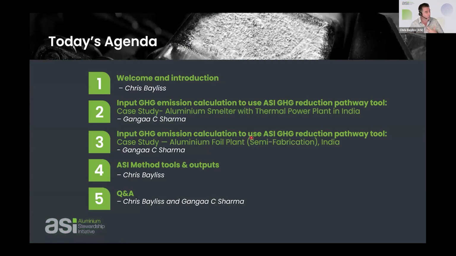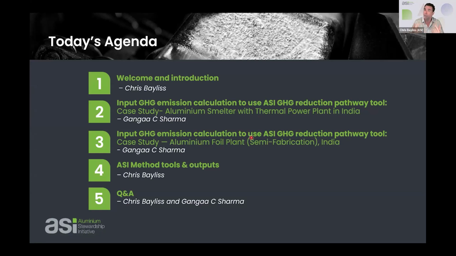And then we're going to go into a couple of case studies for greenhouse gas data collection, disclosure and use in the tool, and they're going to be led by Gangaa, prepared by his team. 2 case studies, possibly 3 case studies for different entities or different parts of the value chain. So you'll see some examples from upstream, primary production, some from right downstream, material conversion, foil rolling, and maybe some in midstream as well, where it gets a bit complicated with scrap inputs as well as primary inputs.